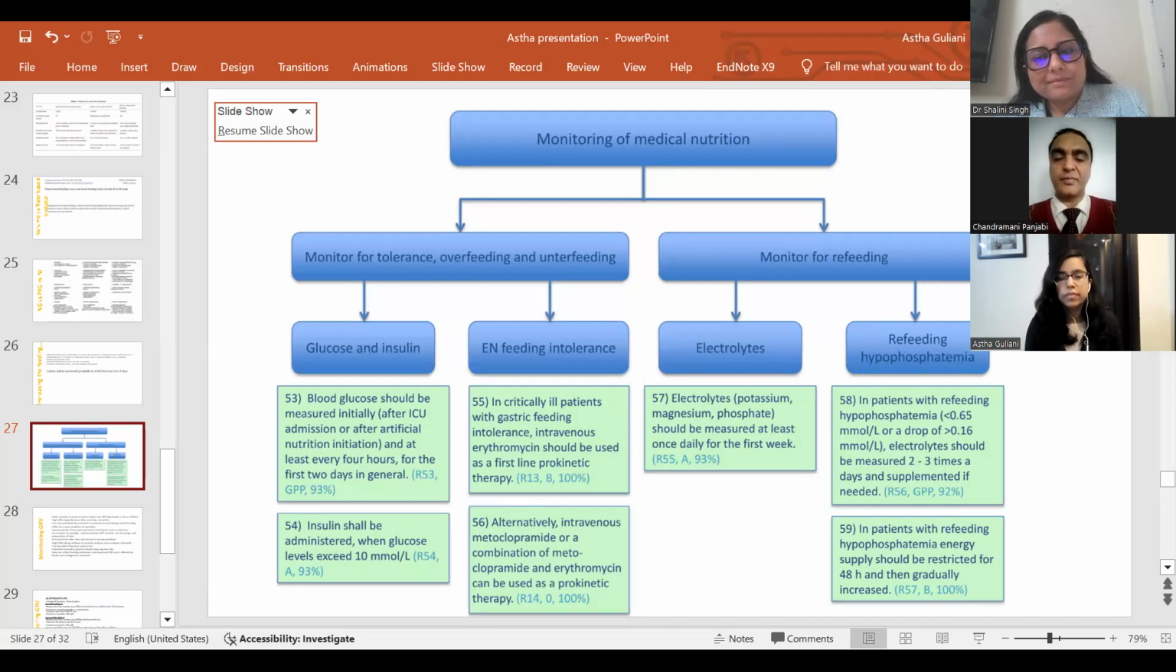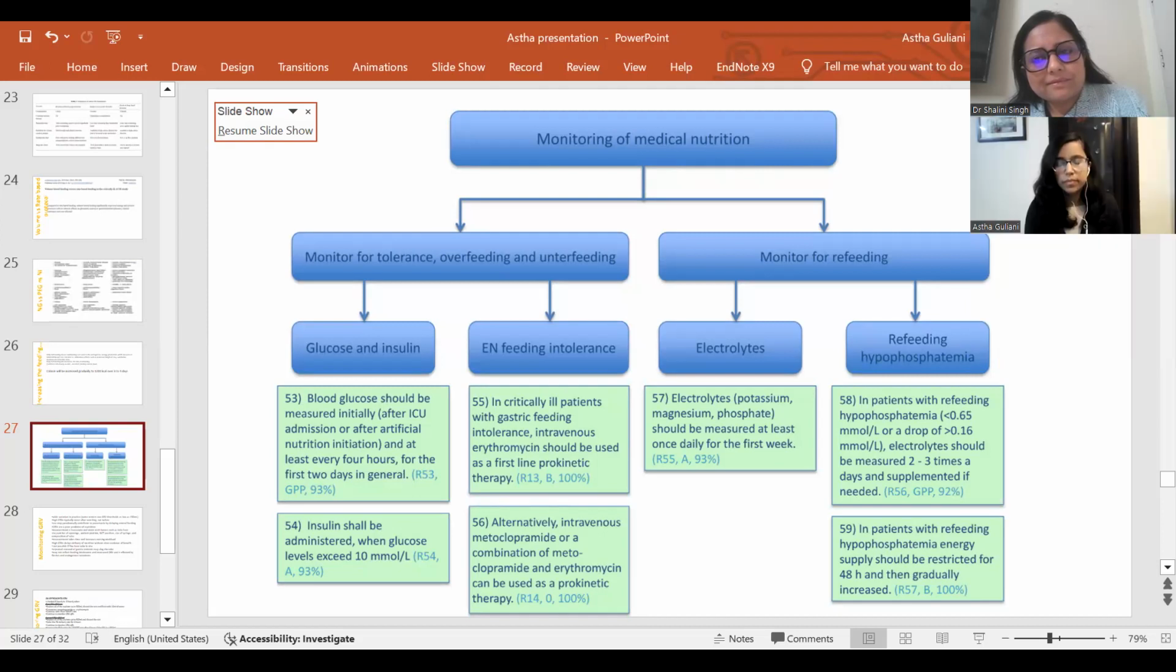Okay, sir. And my third question is, how much weight loss can we consider as a risk of malnourishment? For example, a patient's weight loss is 10 kgs in 6 months. I think it is in percentage, not the absolute number. I'm not exactly sure, but I think 10 to 15% weight loss.